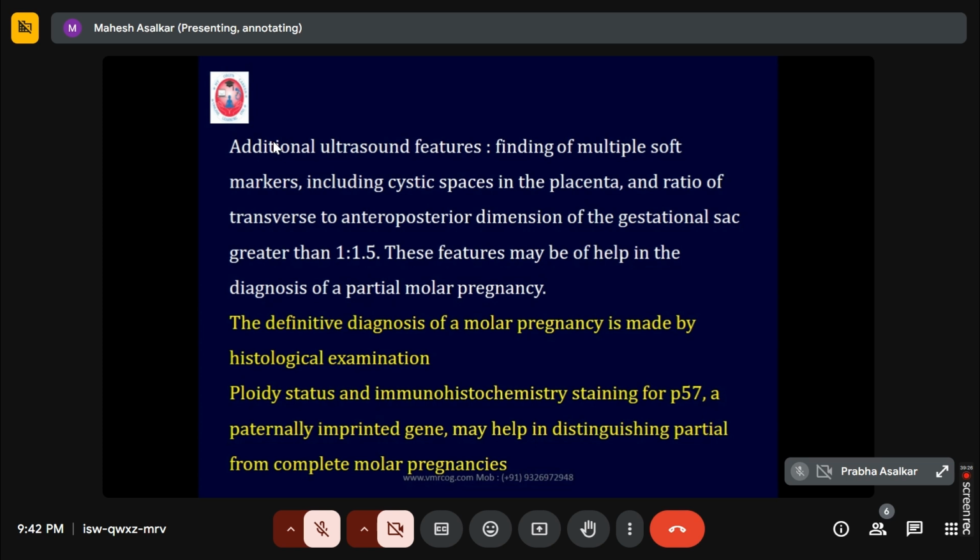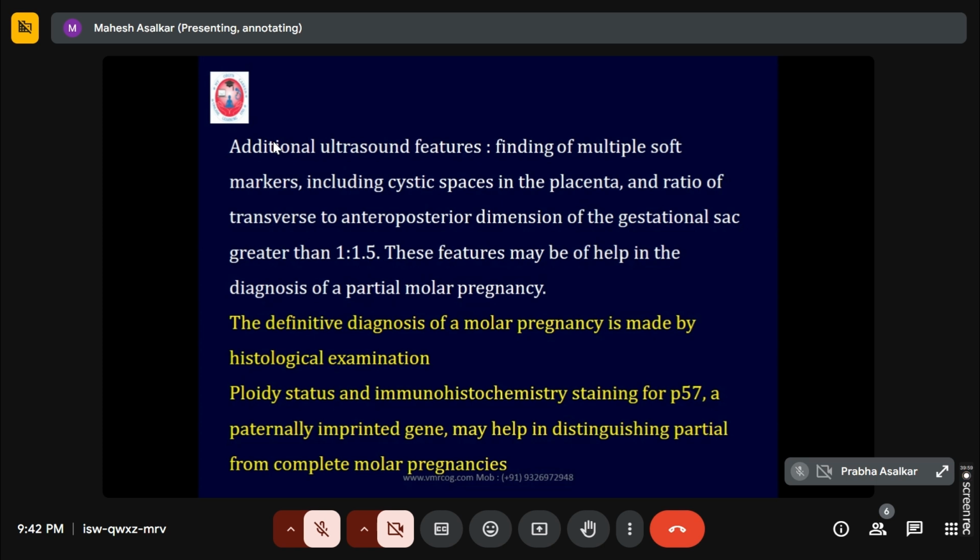The definitive diagnosis of molar pregnancy is made by histological examination only. Ploidy status and immunohistochemistry staining for P57, a paternally imprinted gene, may help in distinguishing partial from complete molar pregnancy. This is also SBA. P57 will be positive for partial molar pregnancies, which differentiates partial from complete molar pregnancy.